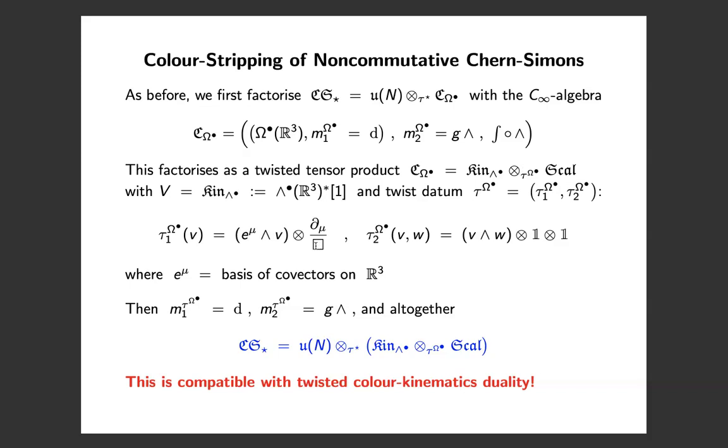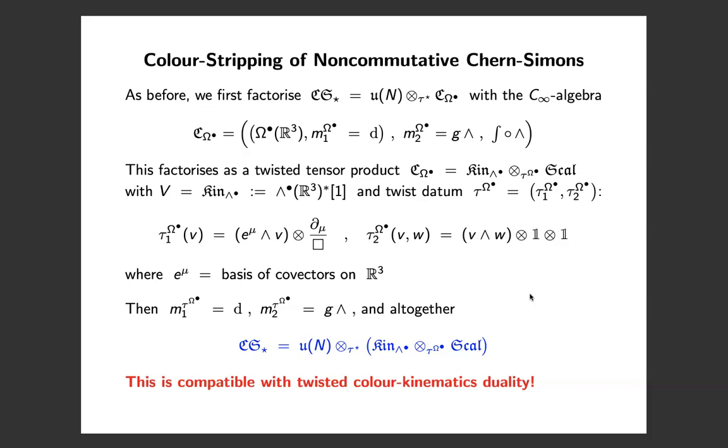This 1 over box appears here, of course, because the differential of SCAL is the wave operator. So you need to cancel it in some way to get the differential of the de Rham complex up here. But anyway, you go and you check that. And so you see that altogether, you have a twisted factorization of non-commutative Chern-Simons theory into this form.